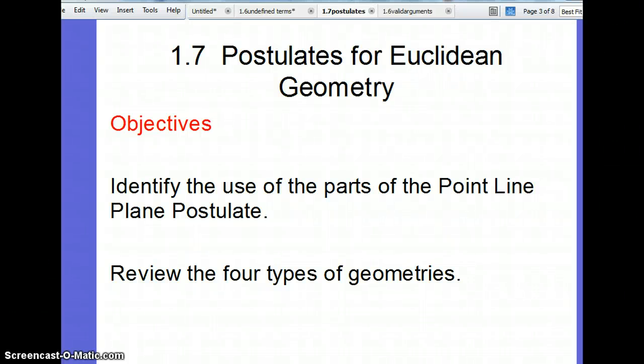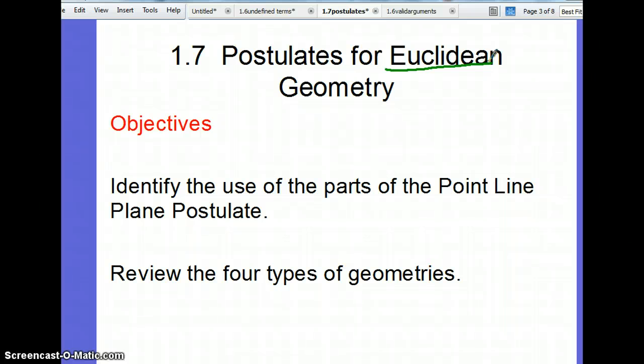All right, section 1.7 is called Postulates for Euclidean Geometry. This is the geometry that we're going to work with this year, and it's going to be called Euclidean Geometry. We're not going to worry about that name very often. It matches very much with the idea of synthetic and plane coordinate geometry that we talked about before. You don't need to write your objectives down, just the title.